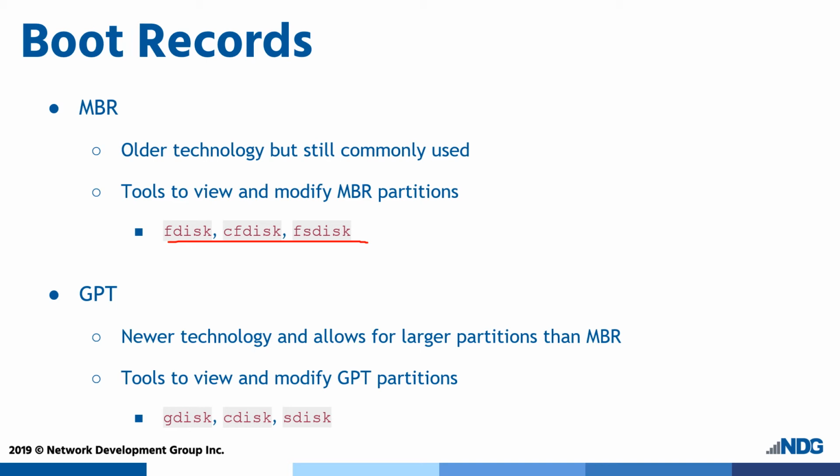The GPT disks, a newer type of partitioning, allow the user to divide the disk into more partitions than what MBR supports. GPT also allows having partitions which can be larger than 2 terabytes, which the MBR does not. So the tools for managing the GPT disks are named similarly to their fdisk counterparts, which are gdisk, cgdisk, and sgdisk.